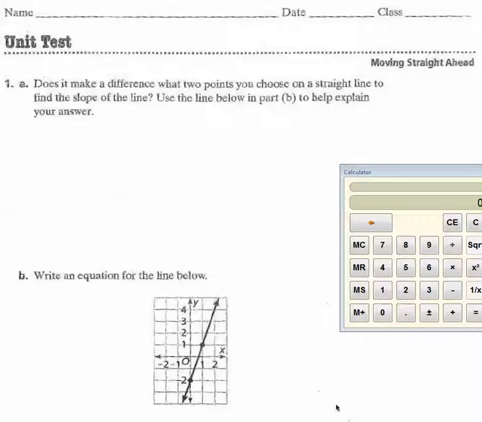Moving straight ahead. Now this is where things seem to get a little interesting for many of you, and this is the unit that is really critical for 8th grade. Let's take a look at what we went over.